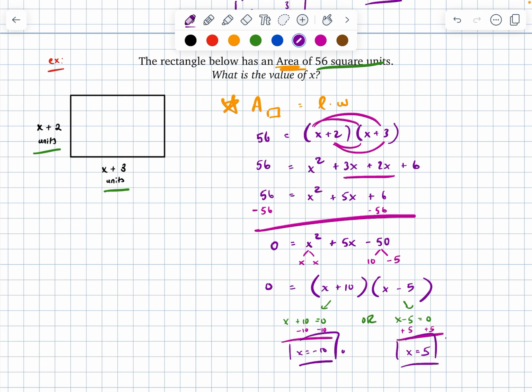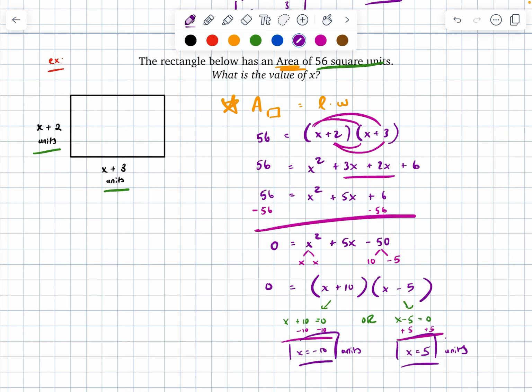Alrighty. Well, first of all, I hope you noticed that I didn't include units. I wasn't told what they were. Maybe they're feet, maybe they're meters, maybe they're Mr. Villels, I don't know. But either way, it's negative 10 units and 5 units. But there's an even bigger issue. If I choose x to be 5, 5 plus 2 is 7, 5 plus 3 is 8. A 7 by 8 rectangle makes sense.